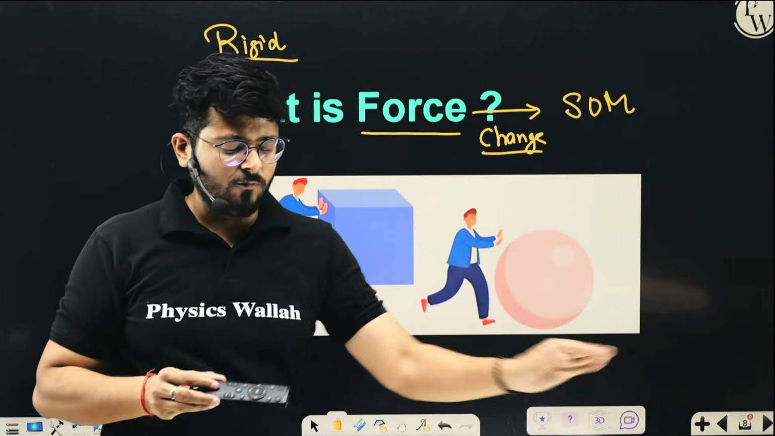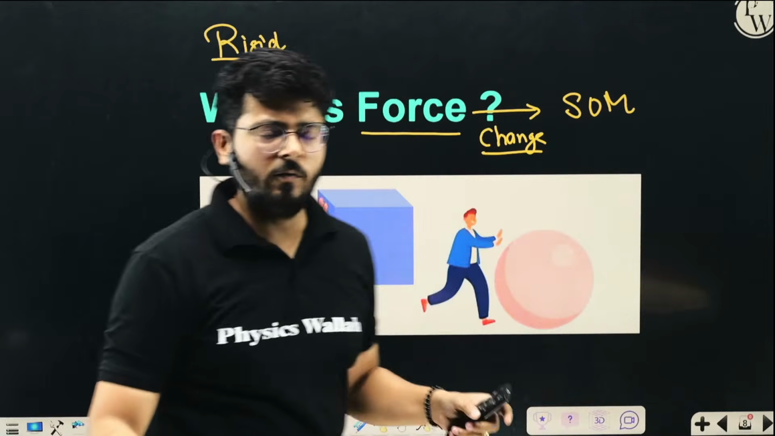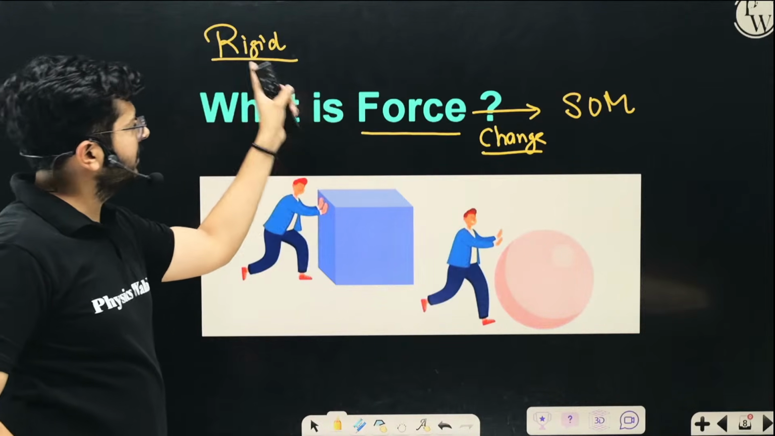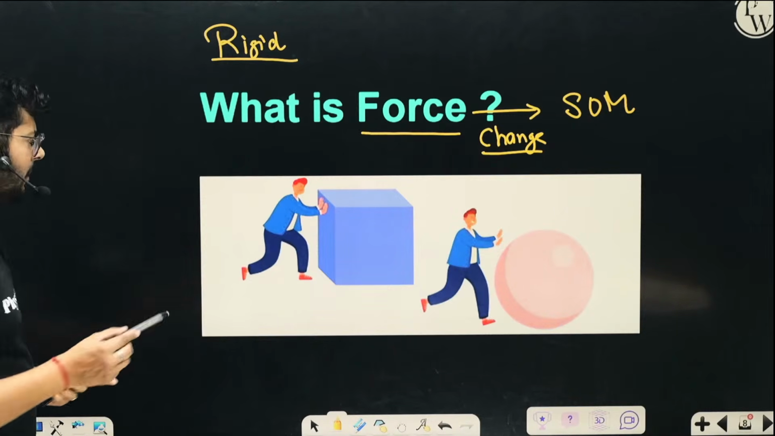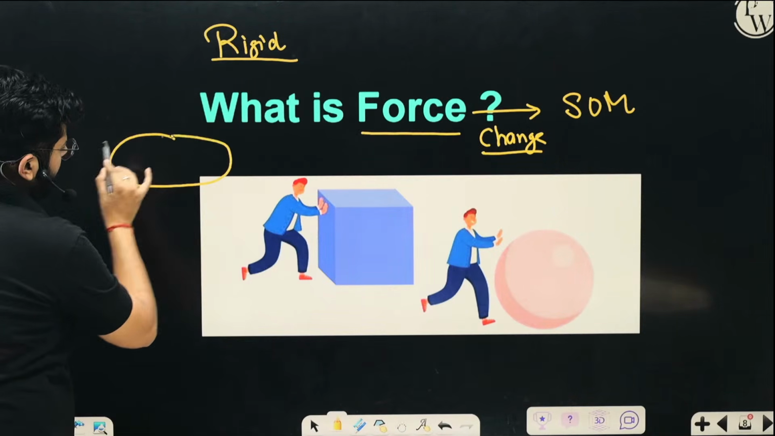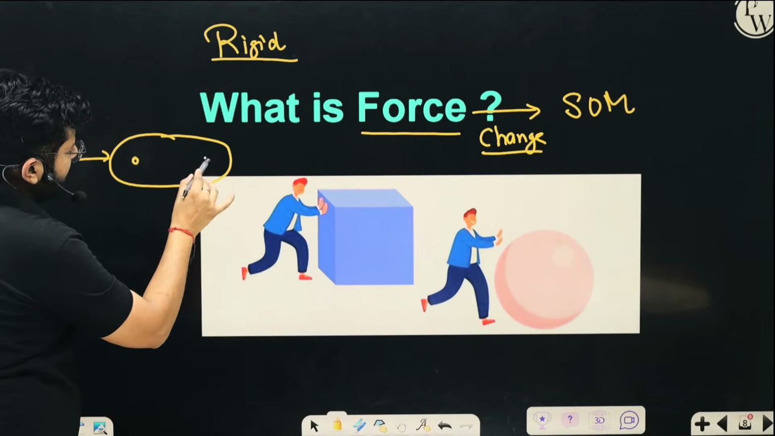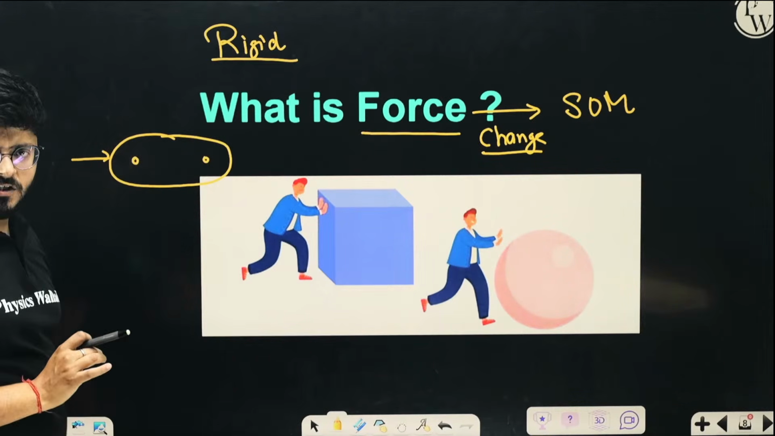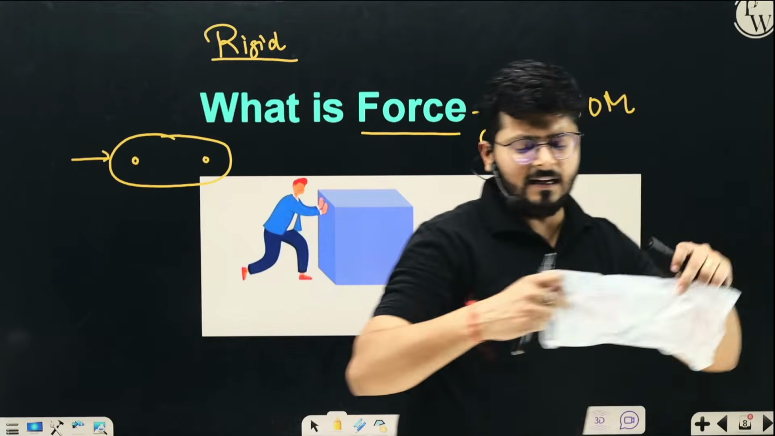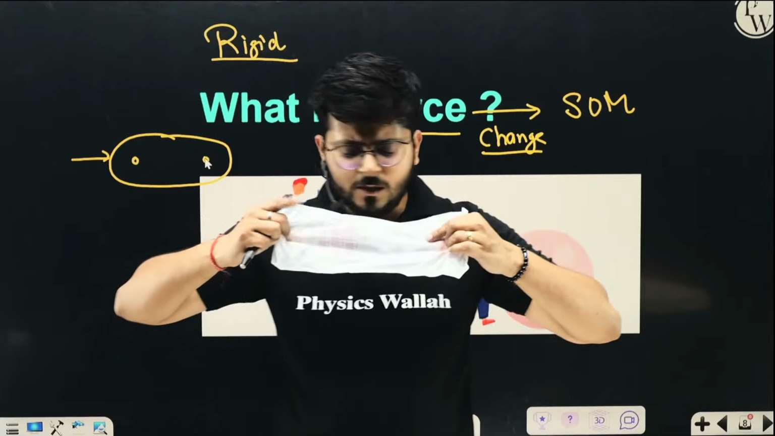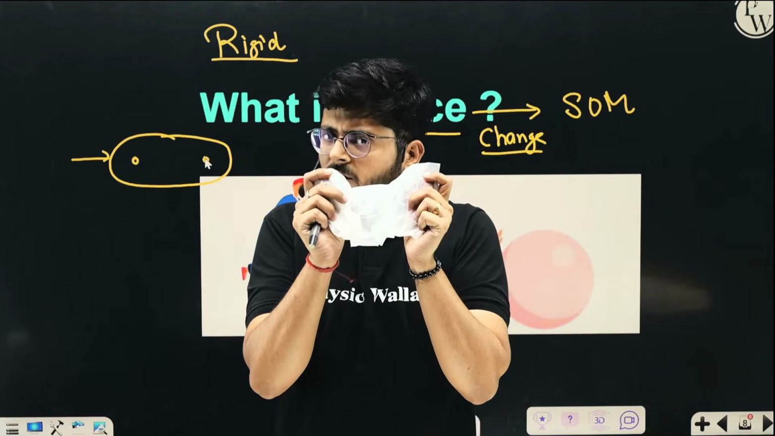If you apply the force on a solid body, it should move. So we are talking about rigid bodies. In physics, what is a rigid body, by the way? A rigid body is something where, if you apply a force on that body, the distance between two points will not change. Here, with this polythene, imagine that there were two points on it, and when you apply the force on it, the distance between those two points will change.